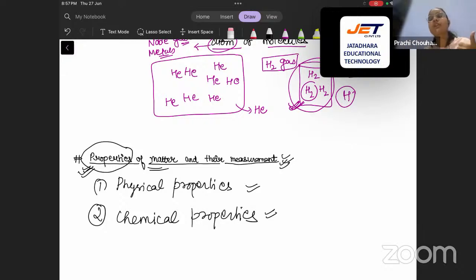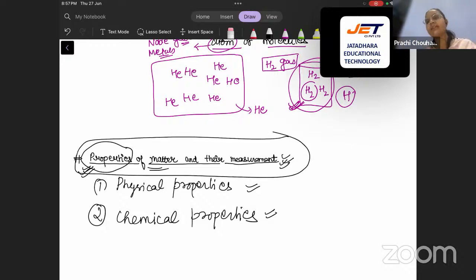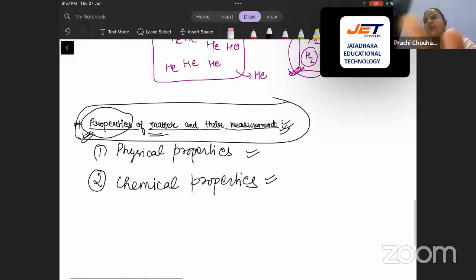And in the physical properties, what are we doing? We are measuring the length, weight, temperature, density, viscosity, melting point, boiling point. All of those things come under the physical properties. So in the next session, we will be learning about the properties of matter and their measurement. In that, we will see the physical properties and the chemical properties, and our focus will be on the physical properties. We will see what the physical properties are, their units, and what system is used for measuring these physical properties.